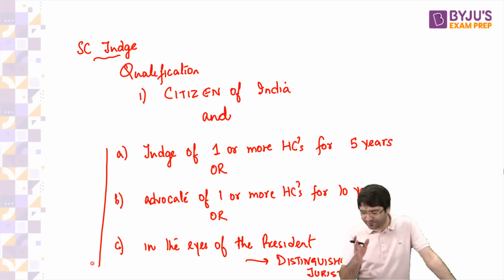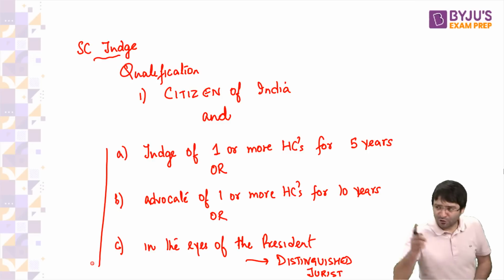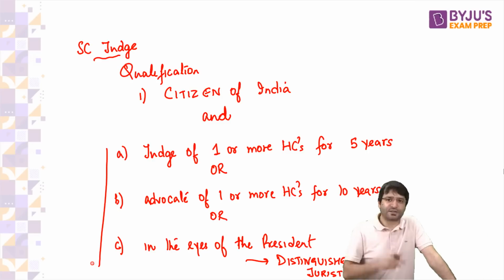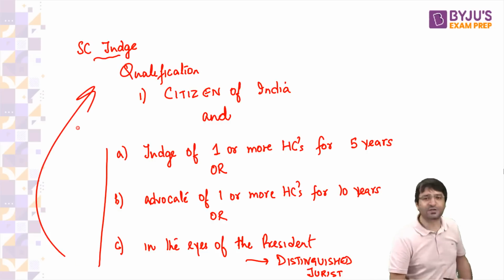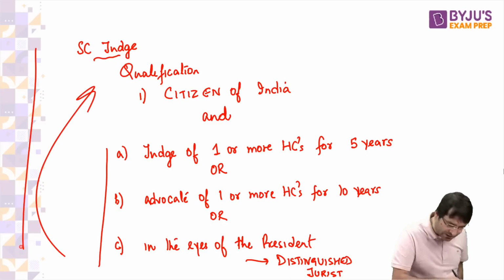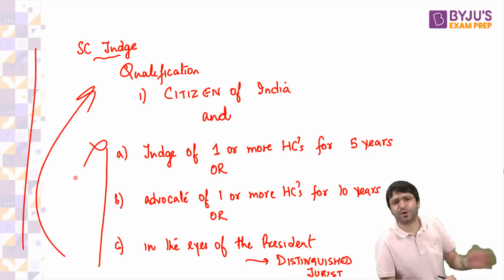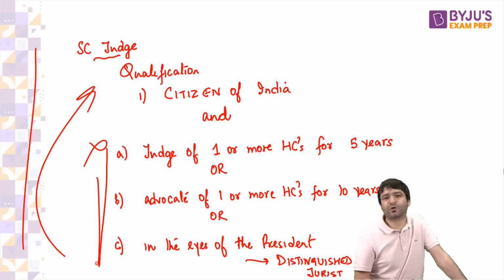You are the citizen of India, and you are the advocate in one or more high courts for 10 years. You are qualified. You are a citizen of India, and in the eyes of the President of India, you are a distinguished jurist. You are qualified to be appointed as the Supreme Court judge. And if you meet this qualification, except the judge qualification, because a judge cannot be appointed as Attorney General, that means if you meet any of these 2 criteria, you can be appointed as the Attorney General for India.